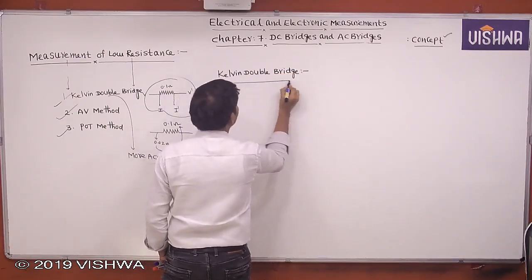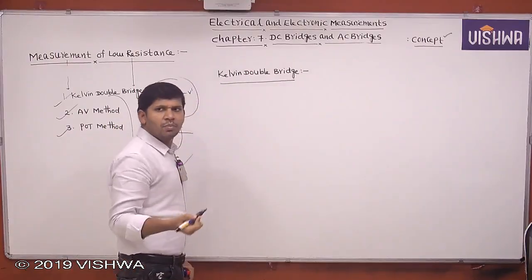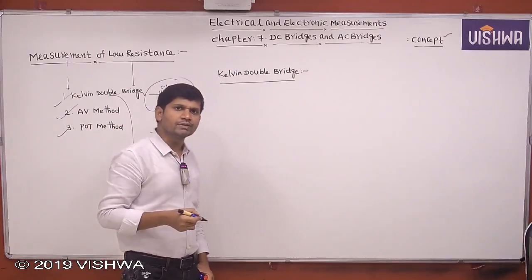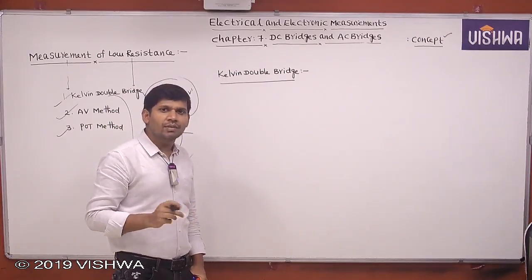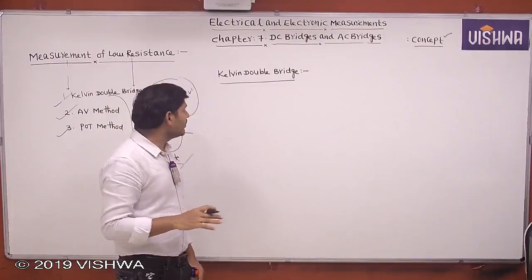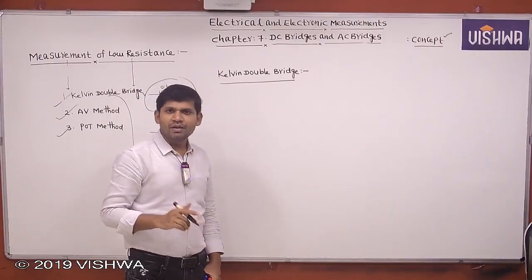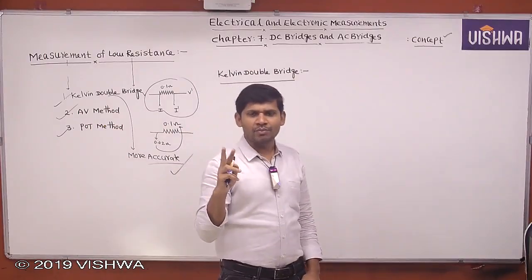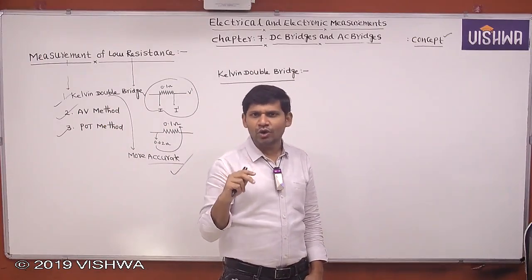No doubt at all. This Kelvin double bridge is a modification of Wheatstone bridge only. But why is the name given as double? The name Kelvin double bridge is given because the Wheatstone bridge consists of only one set of ratio arms, P and Q.